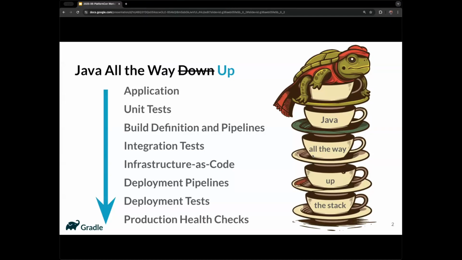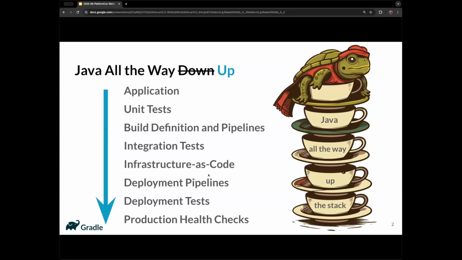You can write your application, integration tests, you can define builds with Java, or for example, if you use Gradle Kotlin DSL, you can do a lot. What you can also do is actually implement deployment pipelines with Java, deployment tests sometimes, and even production health checks. There are tools for that. The question is, of course, whether you need it for everything. Maybe the answer is no. But the point for today is that you can.